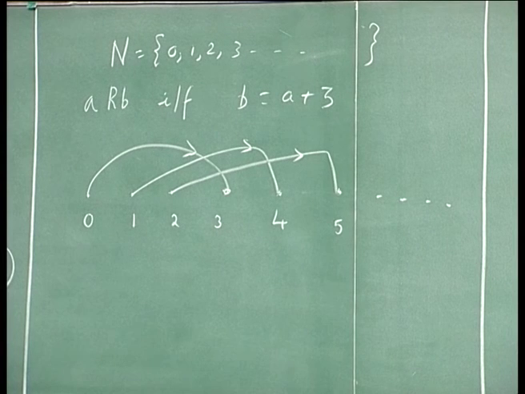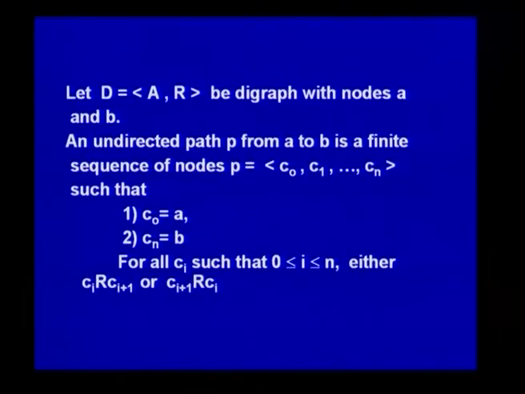Now, some more definitions about this. Let D is equal to (A, R) be a digraph with nodes A and B. An undirected path P from A to B is a finite sequence of nodes C0, C1, C2, ..., Cn such that C0 is equal to A and Cn is equal to B. For all Ci such that i is between 0 and n, either Ci is related to Ci plus 1 or Ci plus 1 is related to Ci.